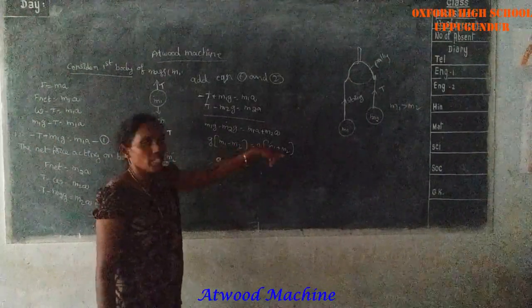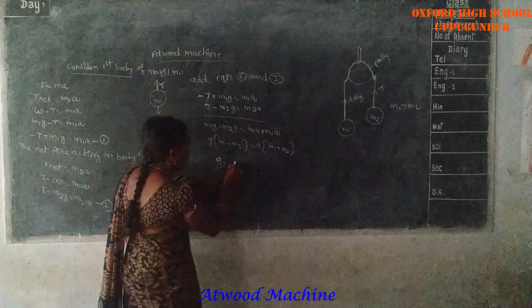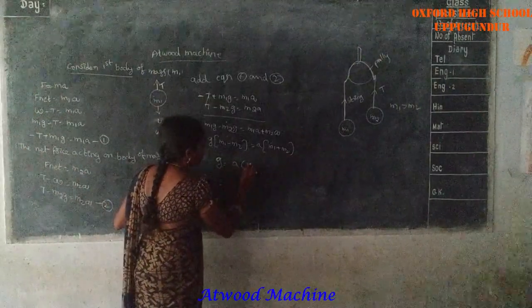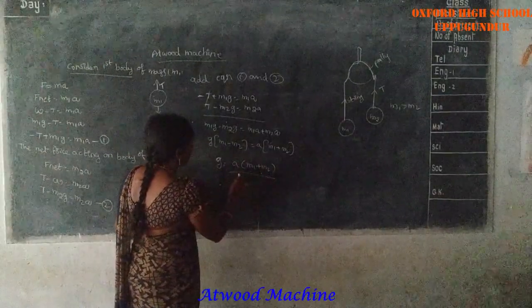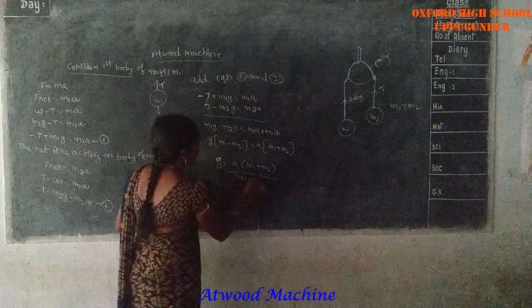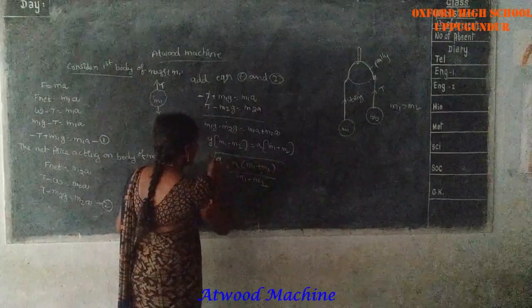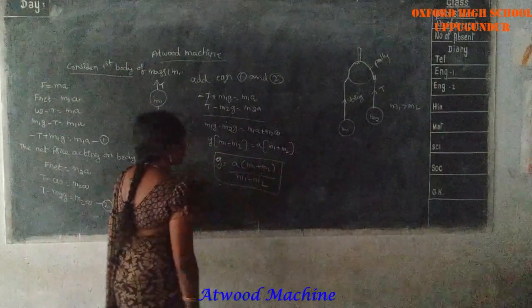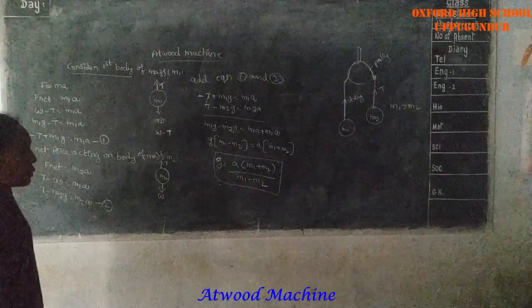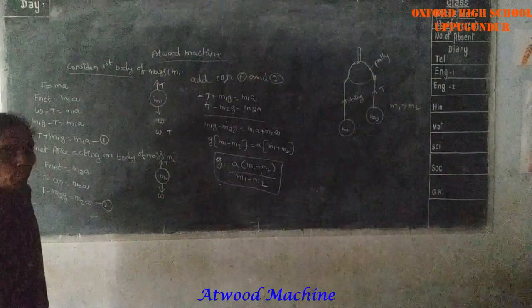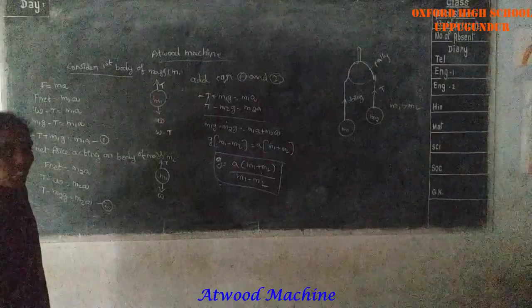Multiplication becomes division. Here A into (M1 plus M2) by (M1 minus M2). Now this is the formula to find the acceleration due to gravity by using this equation: G is equal to A into (M1 plus M2) by (M1 minus M2).